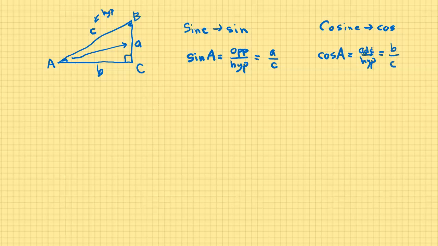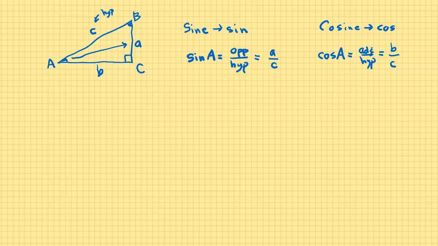So do you see where we are so far? We have the sine of A is the fraction a divided by c. That's the opposite divided by the hypotenuse. And then the cosine of A is b divided by c. It's the adjacent side divided by the hypotenuse.